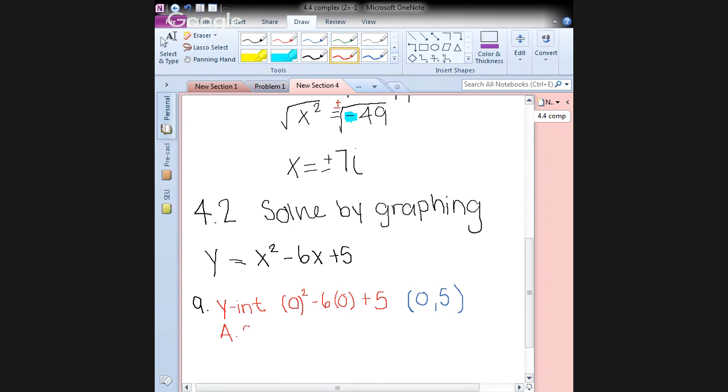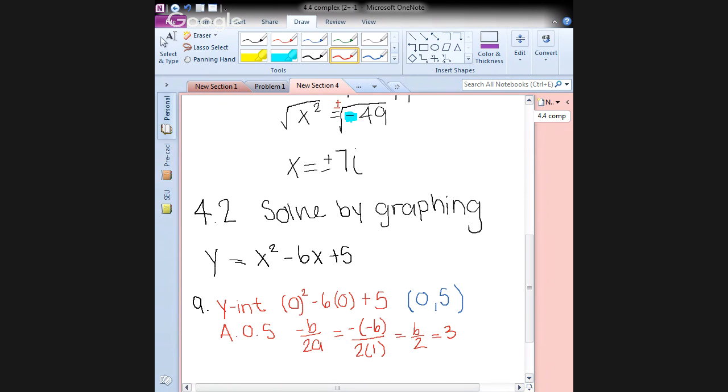The next part they ask you for is usually the axis of symmetry. So your axis of symmetry would be negative b over 2a. In our case, we have a negative from our formula, but we also have a negative b. So I'm putting in a negative 6 all over 2 times 1. So I would get positive 6 on the top divided by 2. So my axis of symmetry is 3.